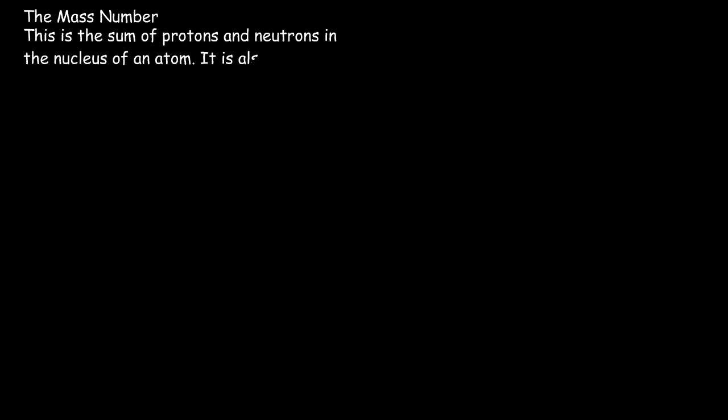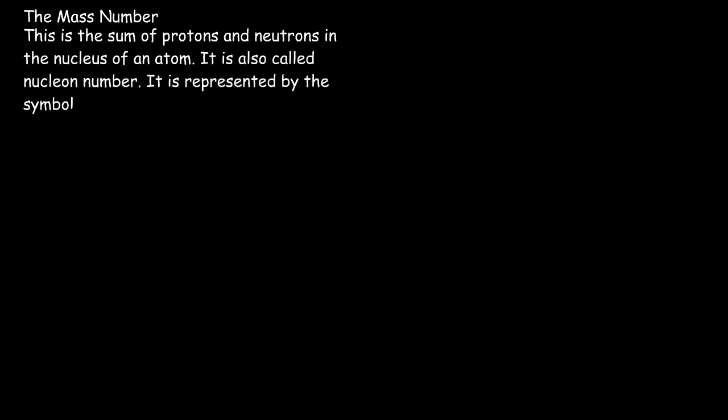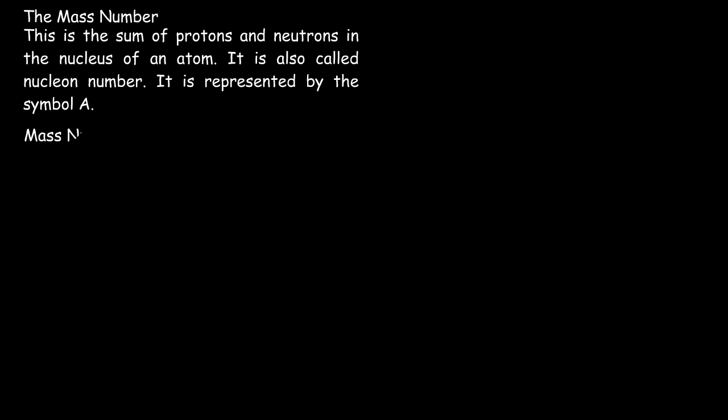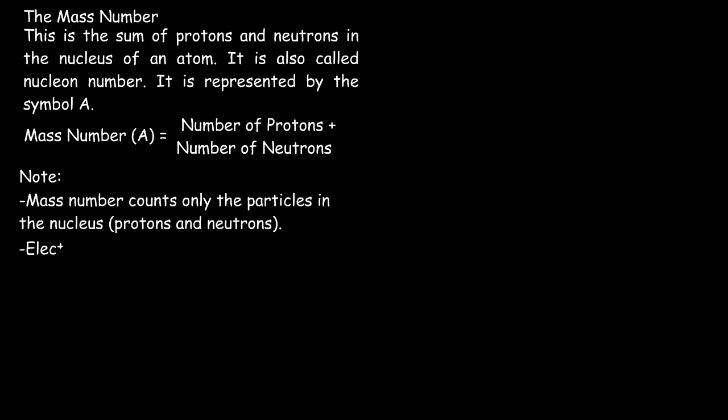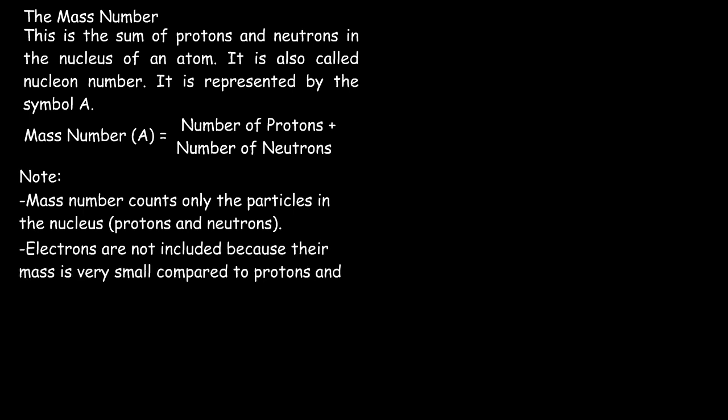The mass number. This is the sum of protons and neutrons in the nucleus of an atom. It is also called nuclear number. It is represented by the symbol A. Mass number is equal to number of protons plus number of neutrons. Note: mass number counts only the particles in the nucleus, that is the protons and the neutrons. Electrons are not included because their mass is very small compared to the proton and neutron.